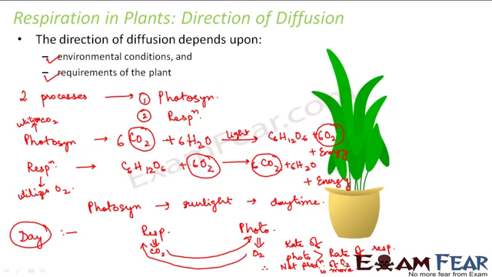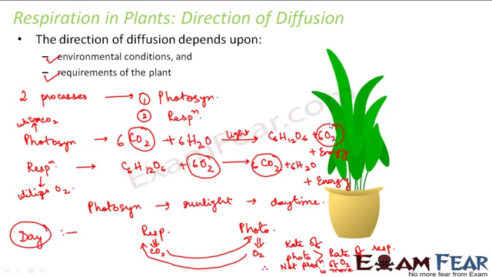Right? Now, if the net production of oxygen is more, then what will the plants do with that oxygen? They will throw that out. Right? So during the daytime, photosynthesis will produce more oxygen than required by respiration. Whatever is required by respiration will be utilized, but the remaining amount of oxygen will be thrown out.